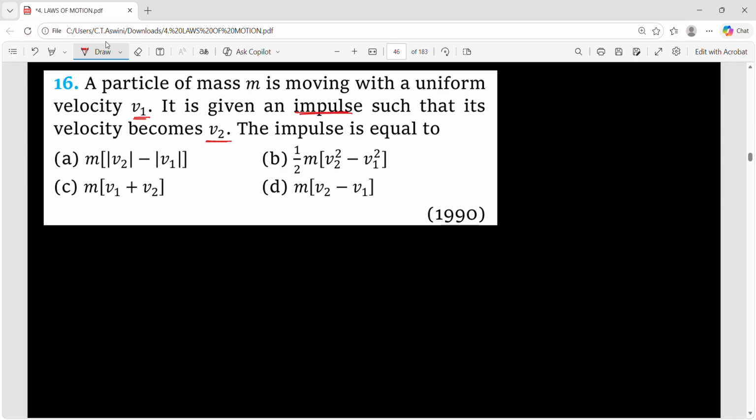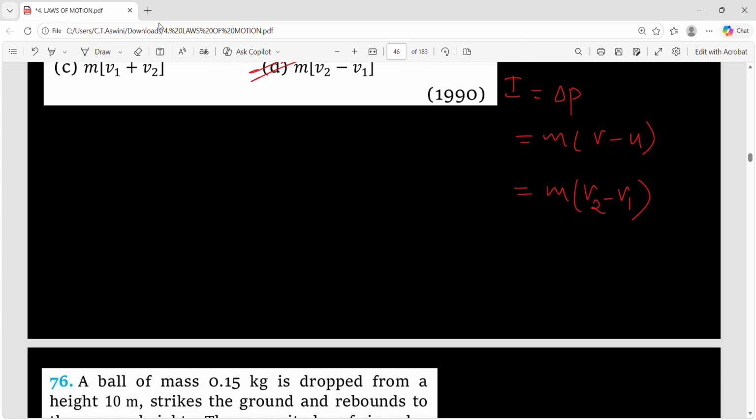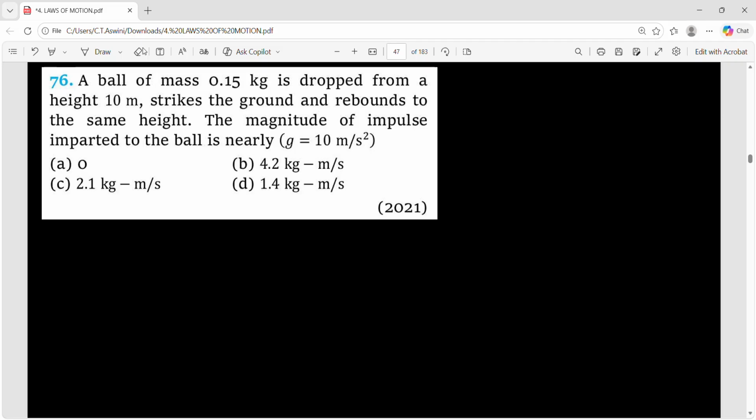We'll see one more problem. A particle of mass m is moving with a uniform velocity v1. It is given an impulse such that its velocity becomes v2. That means initial velocity is v1, final velocity is v2. What is the impulse? What is impulse actually? Change in momentum. Change in momentum is m into final velocity minus initial velocity. So m into v2 minus v1, which is option D. See, directly based on the formula. This was asked in 1990.